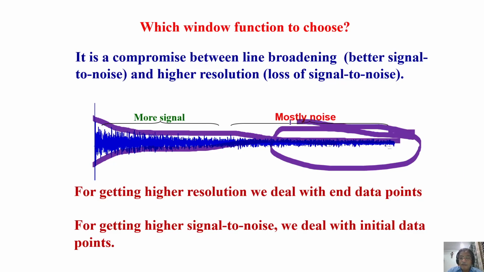I can multiply the time domain signal by an exponentially decaying signal. What is the advantage of that? Remember, we are multiplying two exponentials. As I said, these two are like exponential a plus b. I showed that in one of the slides. That means you are adding the line width.